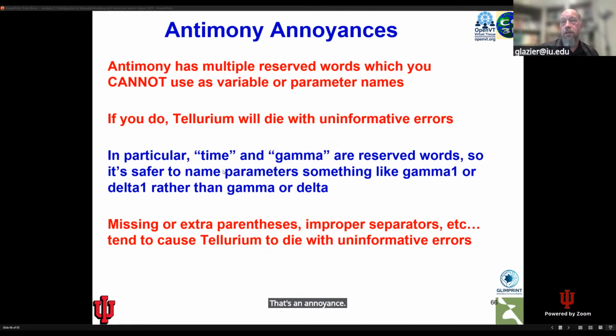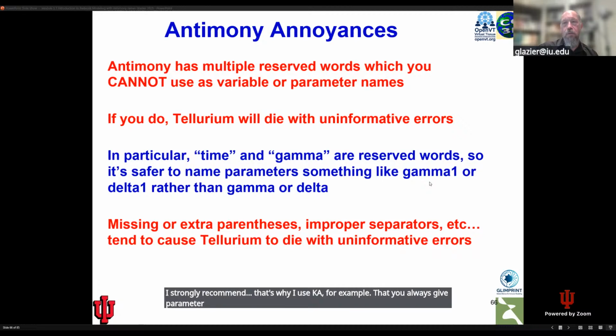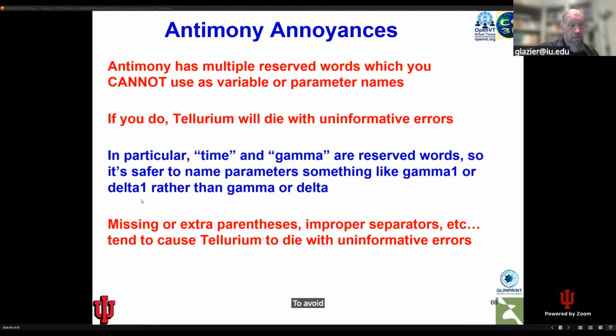In particular, the words time and gamma are reserved words. So don't name parameters simple things like time or delta or gamma. I strongly recommend, that's why I use Ka, for example, that you always give parameter names something like gamma 1 or delta 1 to avoid overlapping on reserved words.